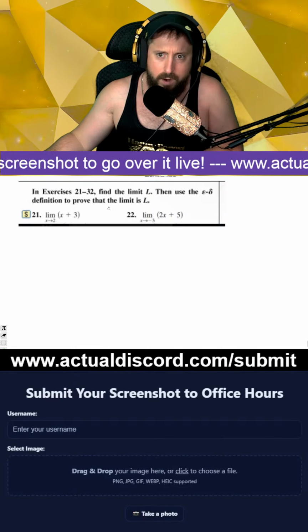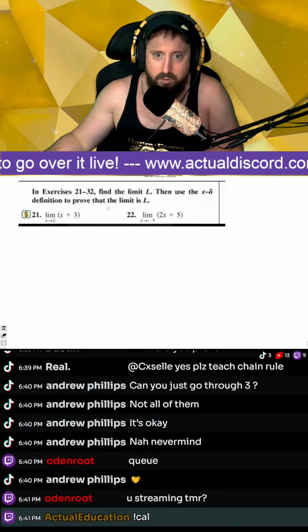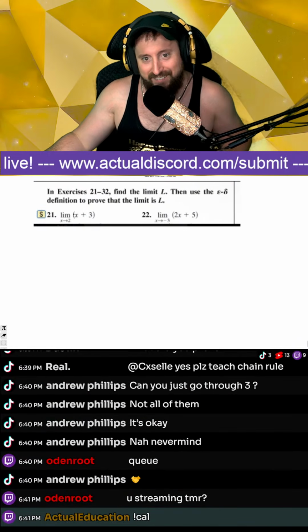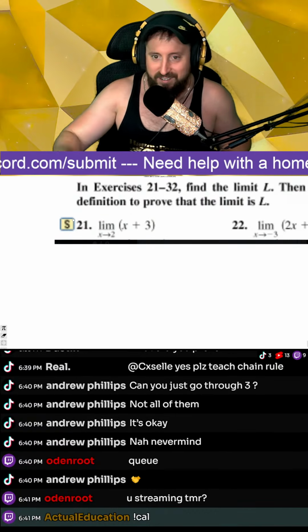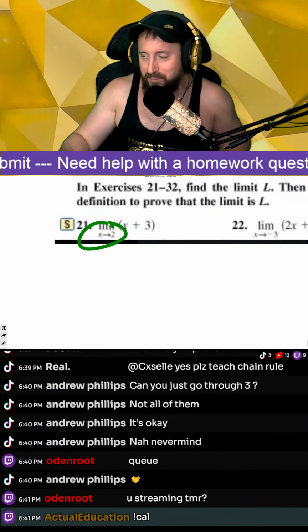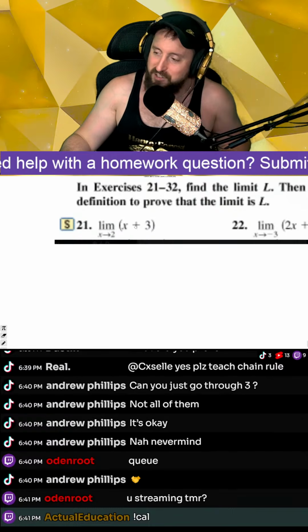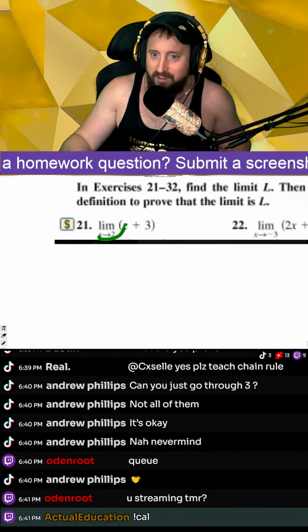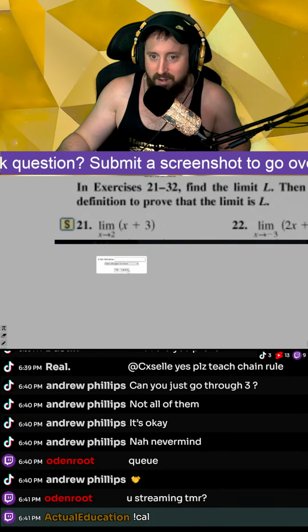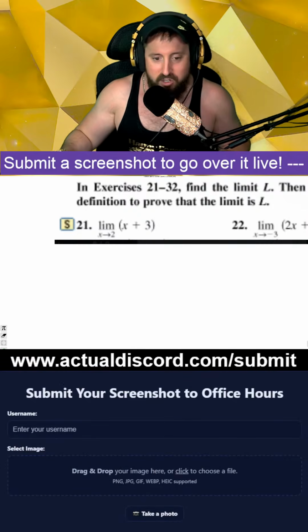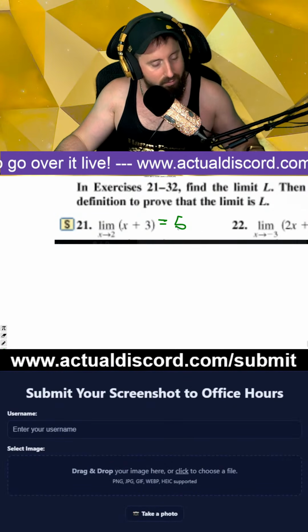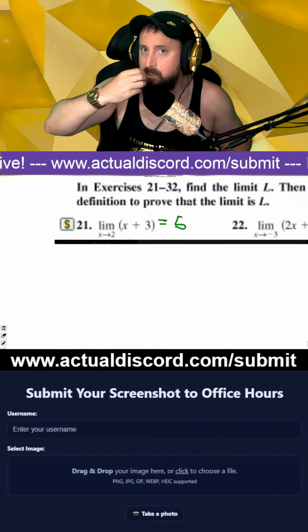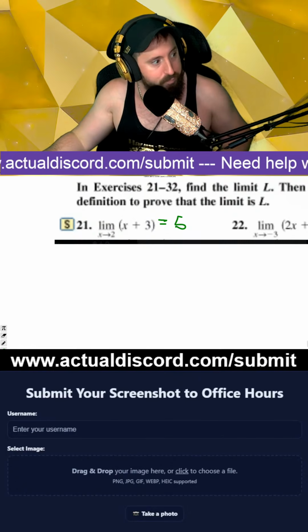Okay. Find the limit L, then use Epsilon-delta to prove that the limit is L. Well, this is a really nice limit, right? Because it's the limit of x plus 3 as x approaches 2. Anytime you see limits, just plug it in and see what happens. If I plug in 2, that gets me 2 plus 3, which is 5. Yes, they are linear, so we are kind of blessed with that.